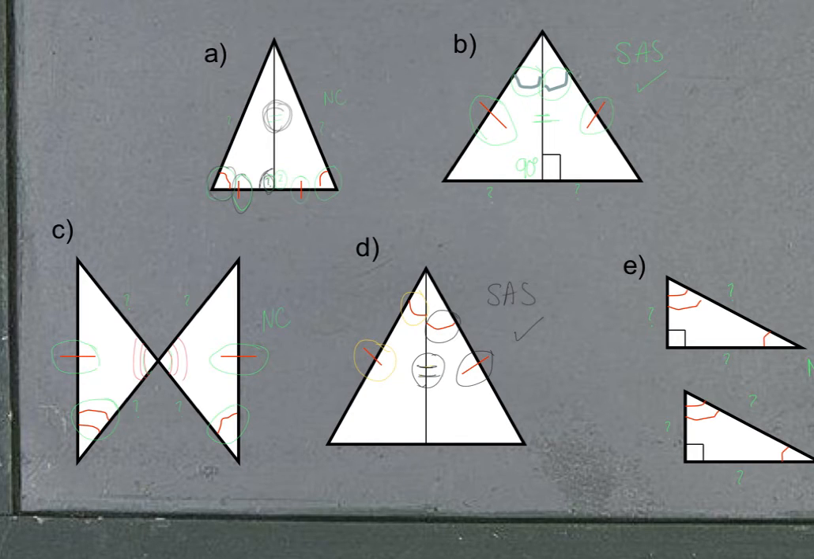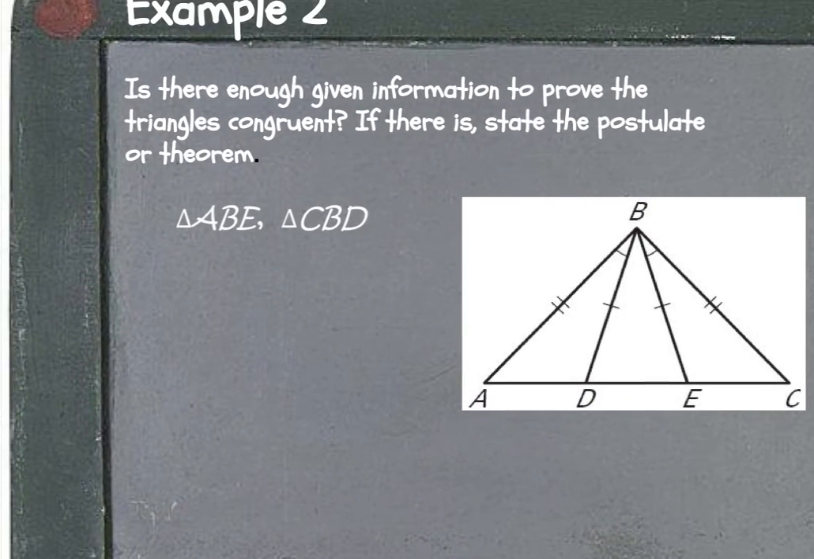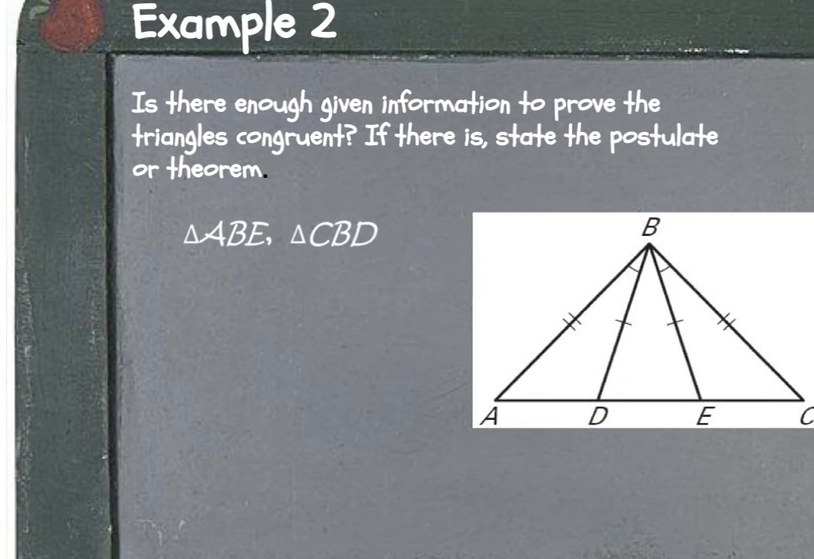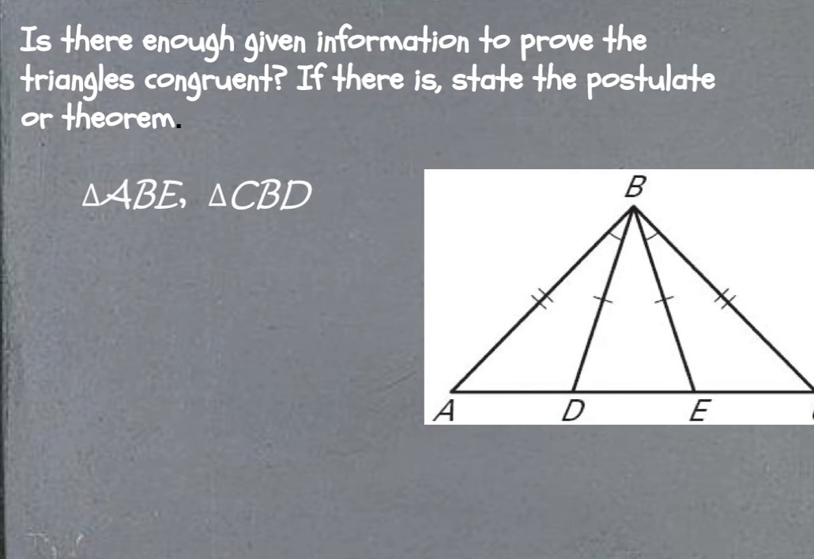Okay, example 2. Is there enough information to prove the triangles congruent? If there is, state the postulate or theorem. ABE is congruent to CBD, okay? Let's go ahead and highlight those two triangles. I'm getting so frustrated with my Apple Pencil right now. ABE. And CBD.